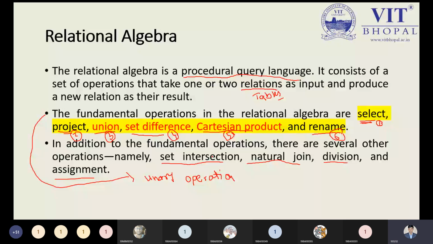But we also need to perform binary operations. If you want to perform union, set difference, Cartesian product, how many relations are required? Two relations. Cartesian product means the multiplication of two different relations, so at least two relations are required. So that's why I colorized them in red. This is the biggest difference you have to keep in mind.